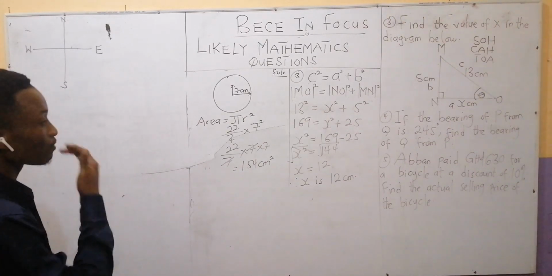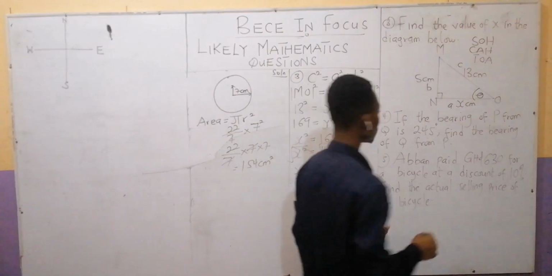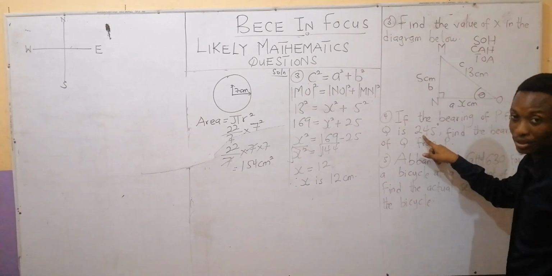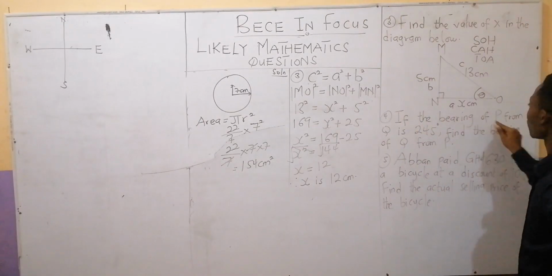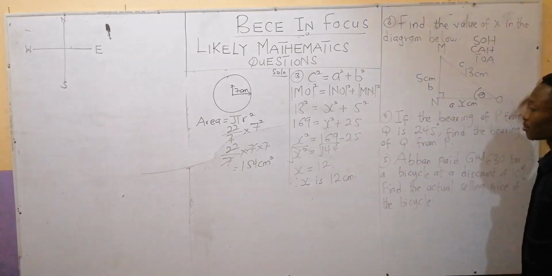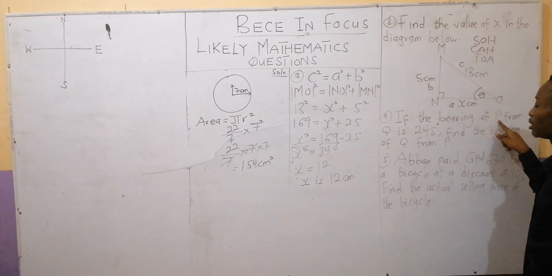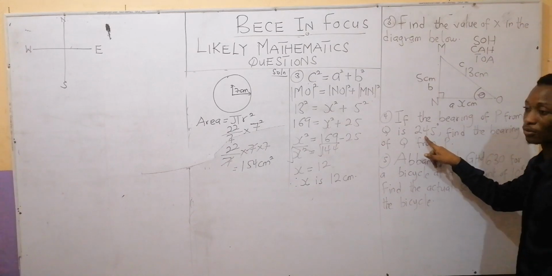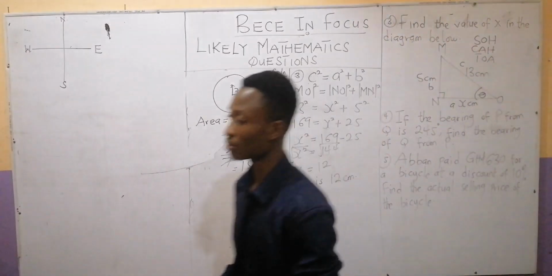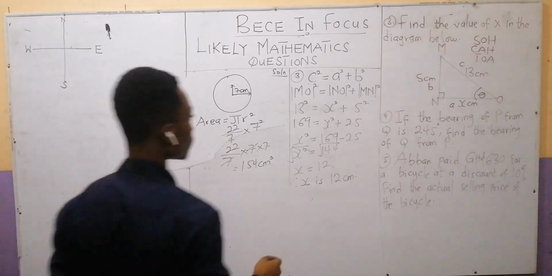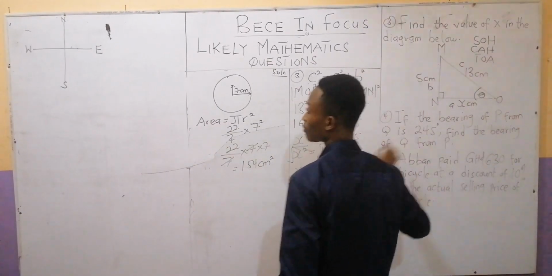This simply means that if I want to move to P, I start my journey from Q on a bearing of 245. The bearing of P from Q: we are moving from Q, my destination is P. If I want to move from Q to P, my destination gives an angle of 245. Okay, so 245. Let's look at where 245 falls.